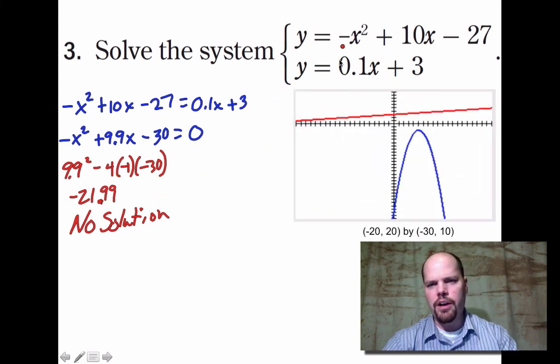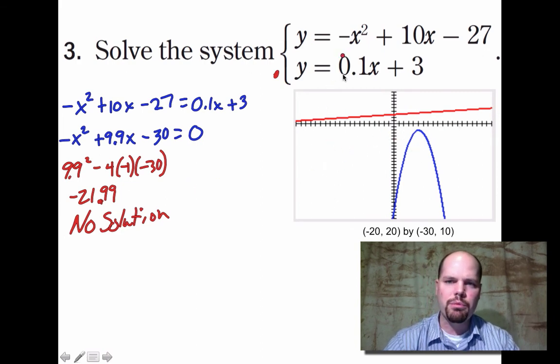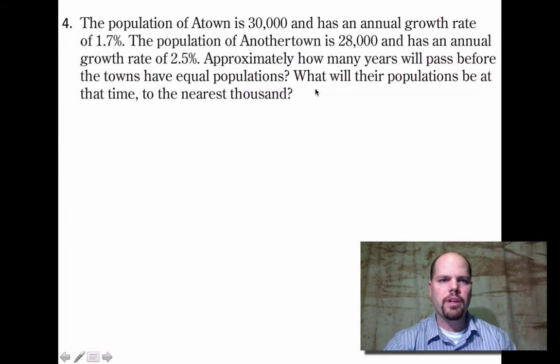Well, the bottom equation is the red one. This right here, we just get a line, 0.1x plus 3. And the top one is a parabola, but they do not intersect. There is no x and y coordinates that will work for one and the other, so there's no solution to this system. All right, number 4.